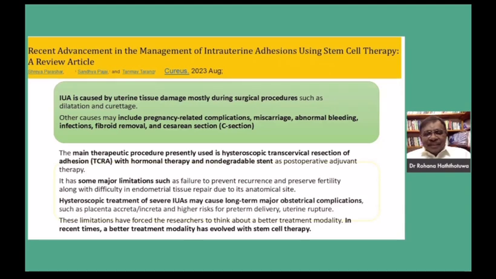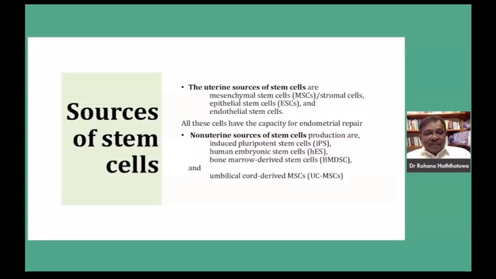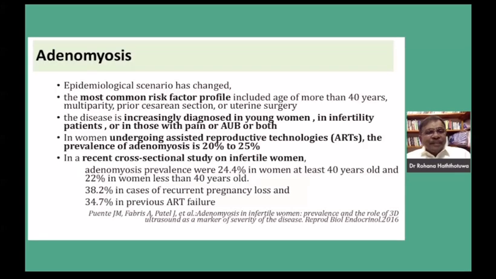The main therapeutic procedure is the use of hysteroscopic transcervical resection and hormonal therapy. But hysteroscopic treatment of severe adhesions may cause long-term major obstetric complications such as placenta accreta, preterm delivery, and even uterine rupture. So they have looked for better options and have been trying stem cell therapy also. So these are the sources of stem cells.